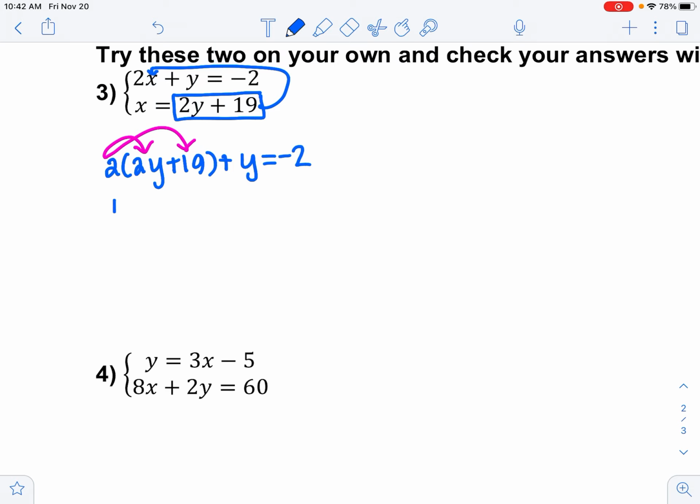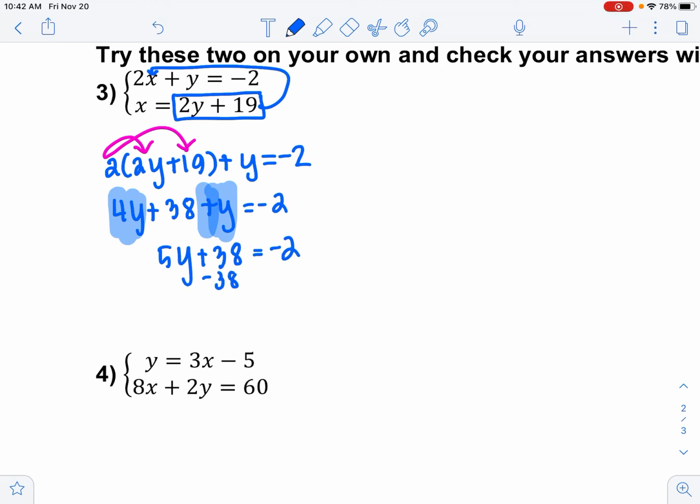I'm going to distribute my 2 to my 2y and to my 19. So now I have 4y plus 38 plus y equals negative 2. I can combine like terms. There's a 4y and a y. That's 5y plus 38 equals negative 2.